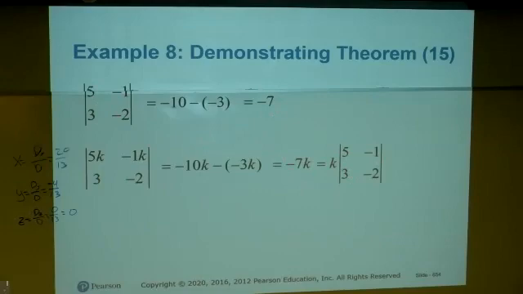So this is demonstrating that theorem. Do you need to know this for a test? Nope. But it's in the curriculum and it says we're covering this, and so here we are.